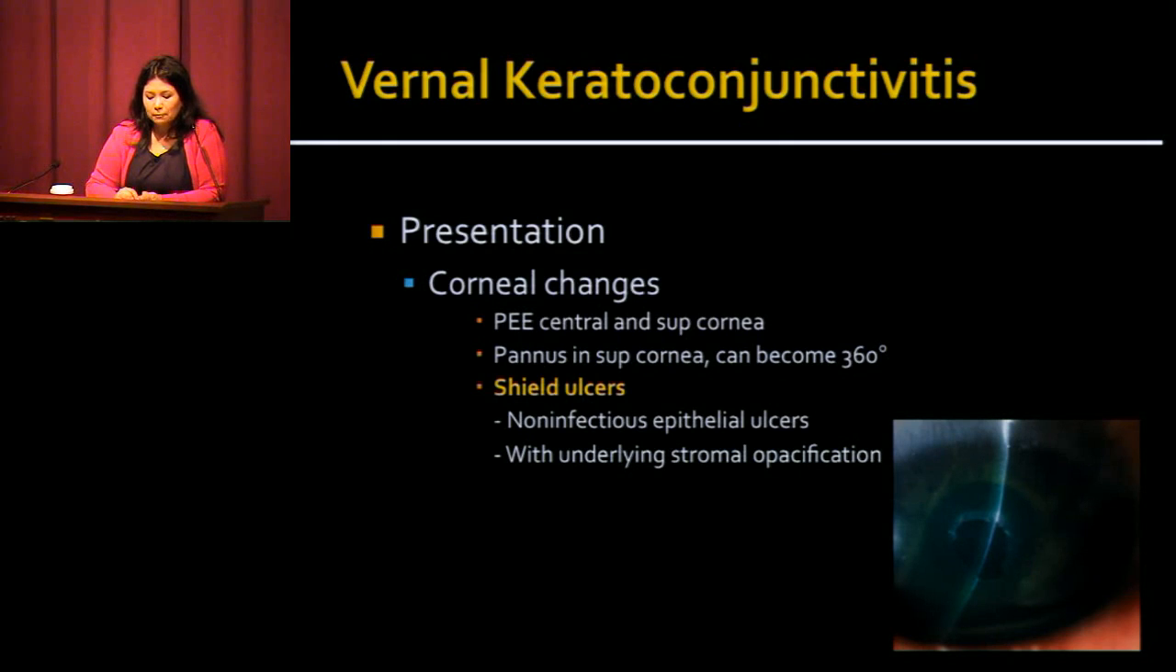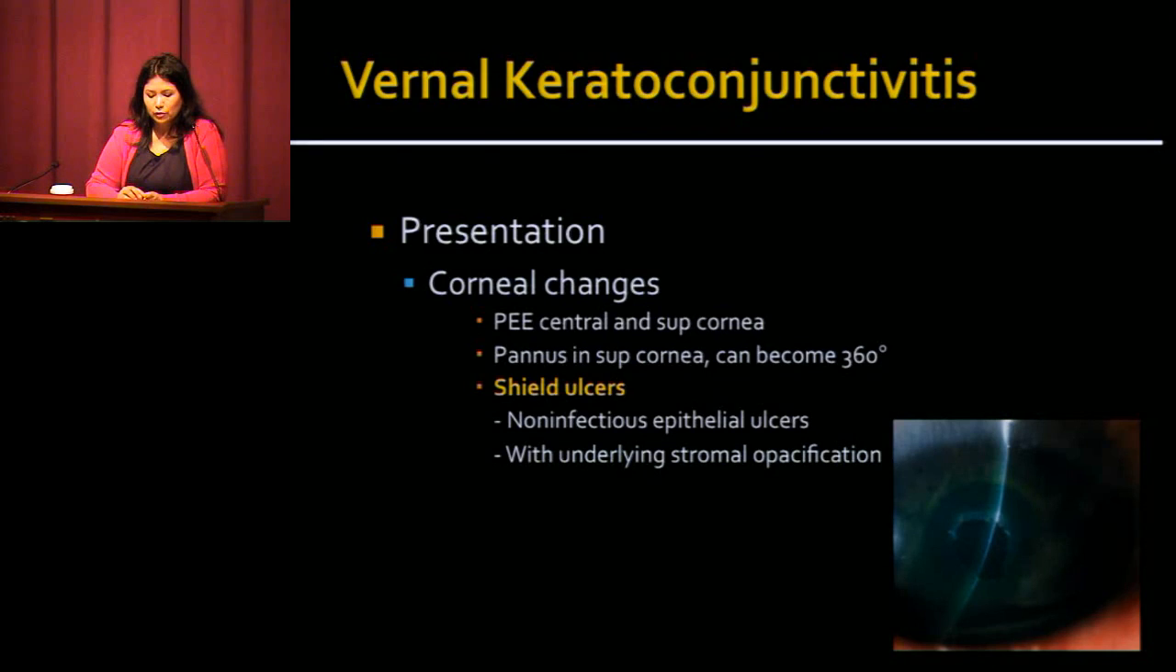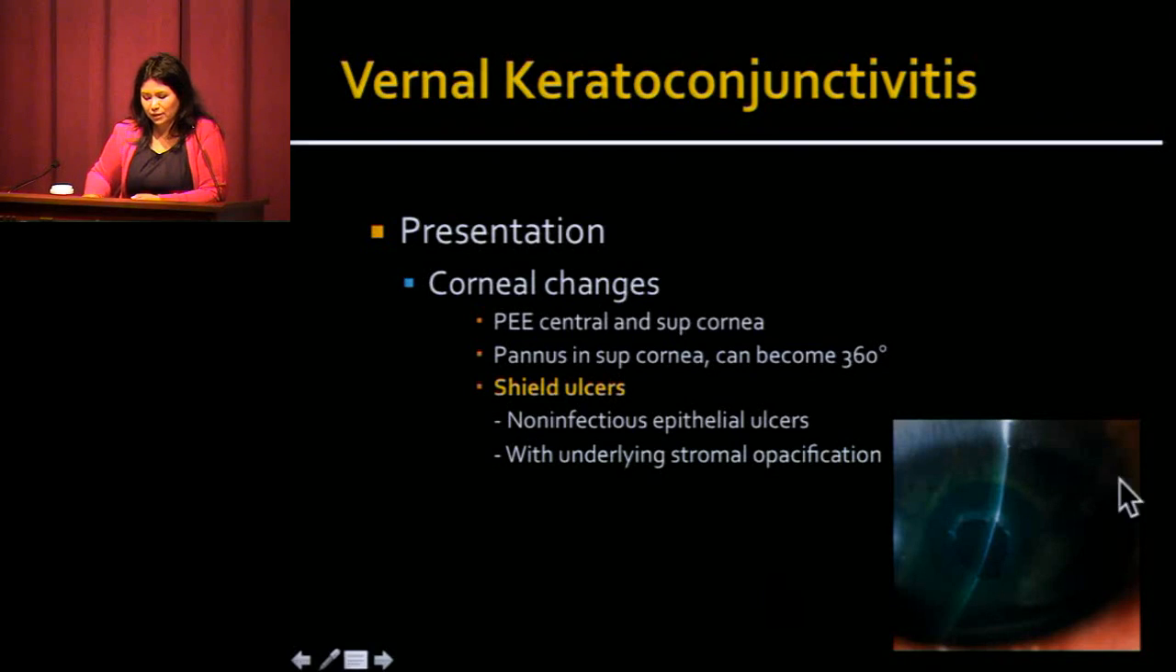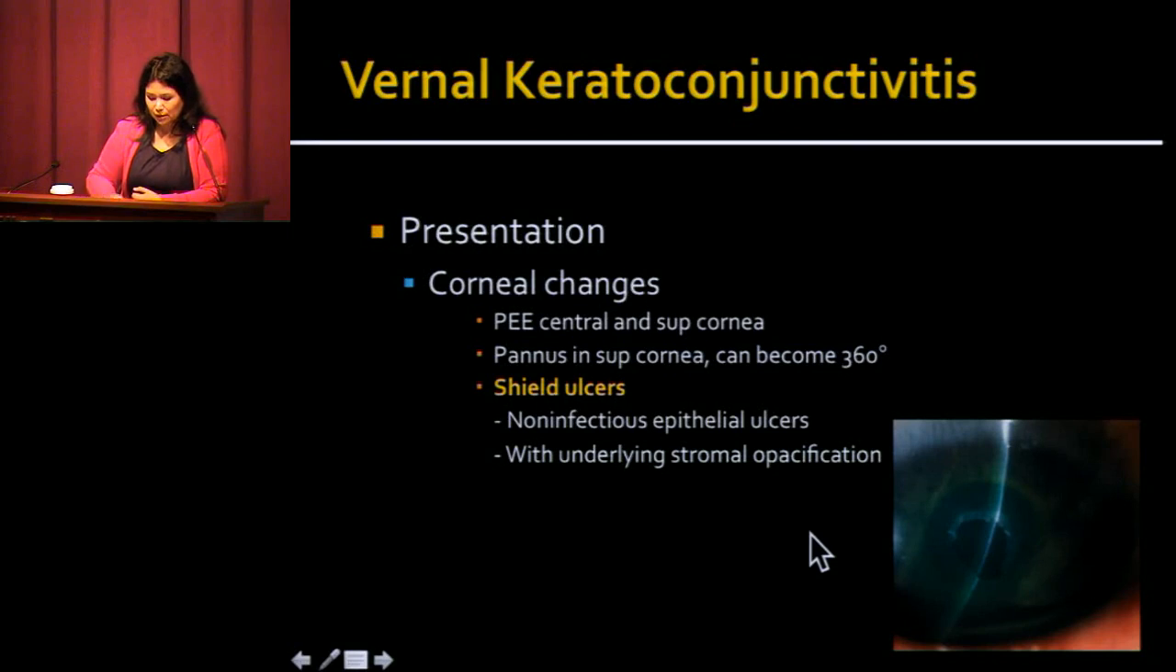Corneal changes. You can get, obviously, some PEE in the central and superior cornea. You can get pannus. More commonly, you see shield ulcers, which are non-infectious epithelial ulcers with underlying stromal opacification. So again, you have a kid with this sort of giant papillary conjunctivitis, and then they also show up with corneal findings. And it's a male child. You pretty much know it's vernal.